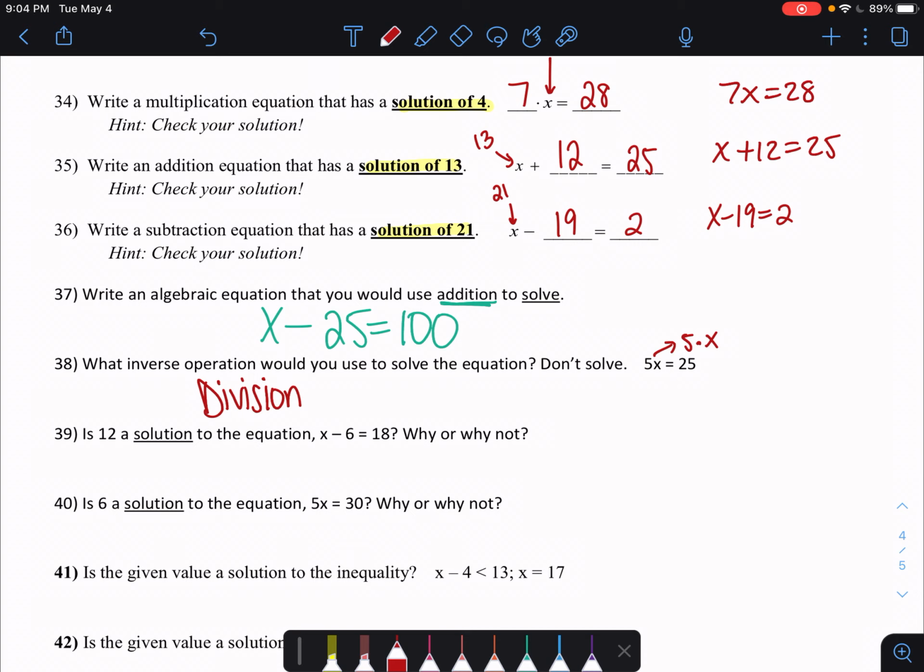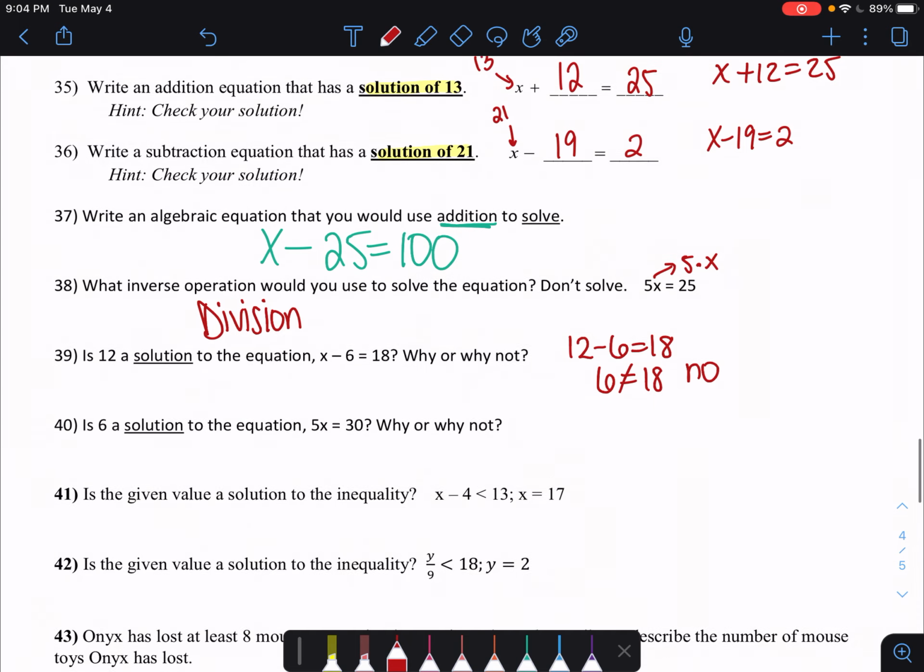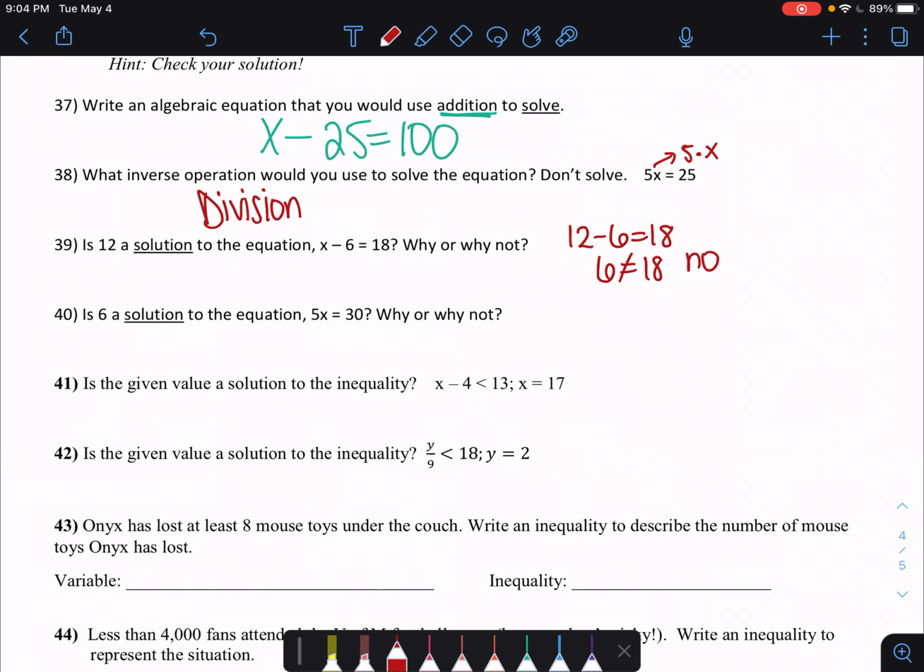39 says, is 12 a solution to the equation? So I'm going to put 12 in for x. So 12 minus 6 is equal to 18. 12 minus 6 is 6, and 6 is not equal to 18, so the answer here is no. Number 40 says, is 6 a solution to the equation 5x equals 30? So I'm going to do 5 times 6 equals 30, and 30 equals 30, so the answer here is yes.